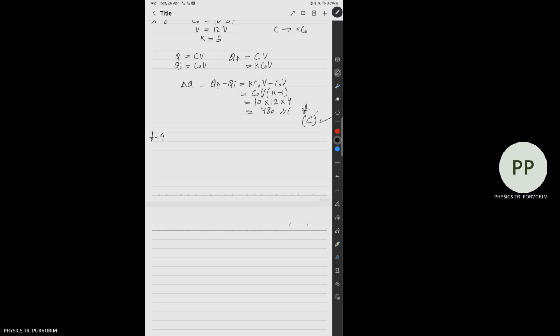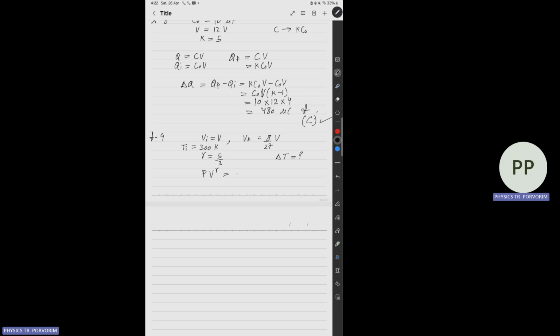Now the ninth. An ideal gas at 27 degrees Celsius is compressed adiabatically to 8 by 27 of its original volume. Let's say initial volume was V and now the final volume is 8 by 27 times of V. It is compressed adiabatically having adiabatic constant 5 by 3. Now we have to calculate the rise in temperature, which means we have to calculate delta T here. So T initial is 27 degrees Celsius, that means 300 Kelvin.